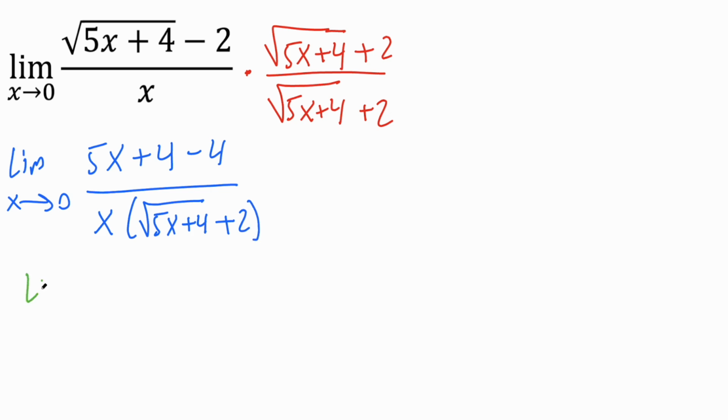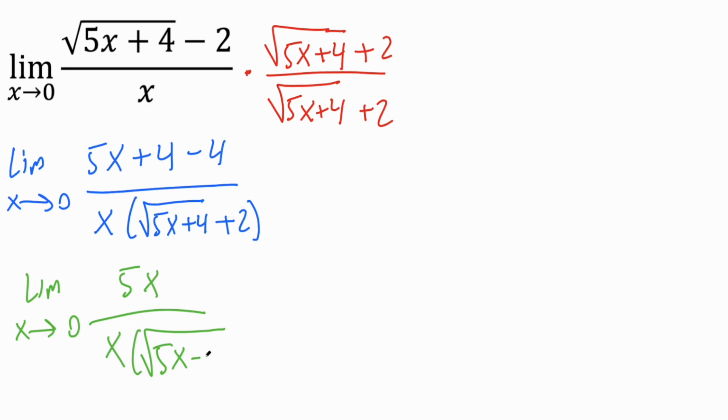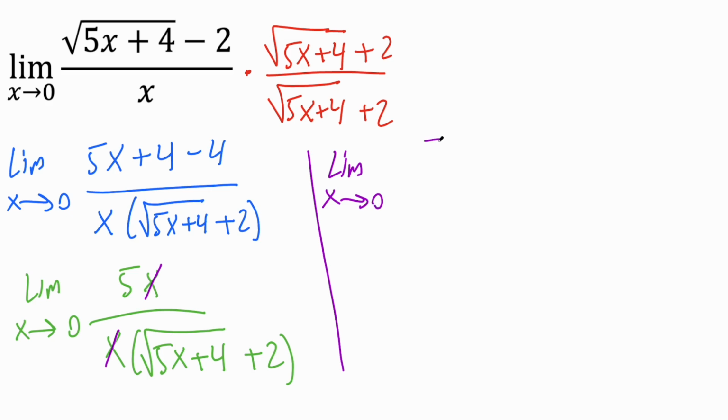And next we can kind of clean it up a little bit. We have the limit as x approaches 0. 4 minus 4 is 0. So we have 5x divided by x, parentheses. We have the square root of 5x plus 4. And on the outside we have a plus 2. Now the x's can cancel out, and let's rewrite what we have now. So we have the limit as x is approaching 0 for 5 divided by the square root of 5x plus 4. Outside there's a plus 2.